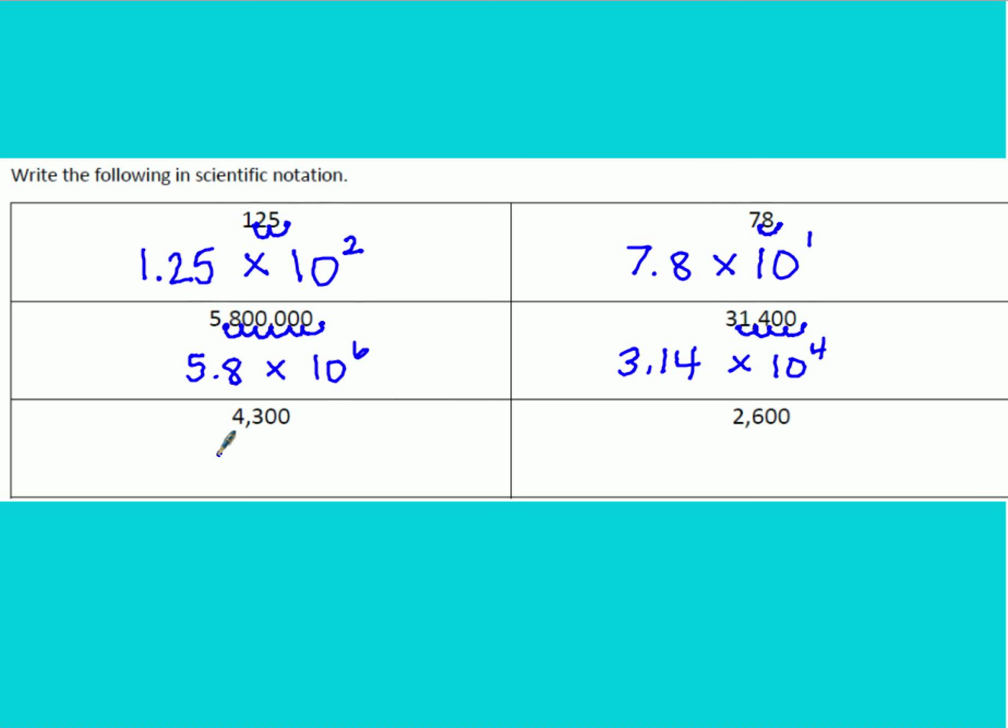Next example, we have 4,300. The decimal starts at the end of the number here. Reading from left to right, our first non-zero digit is 4, so we make 4.3. And we need to move our decimal 3 spaces, so we're multiplying by 10 to the 3rd power. In this final example, we have 2,600. Our decimal would start at the end of this number. Reading from left to right, our first non-zero digit is 2, so we make 2.6. We need to move our decimal 3 spaces this time, so we're multiplying again by 10 to the 3rd power.